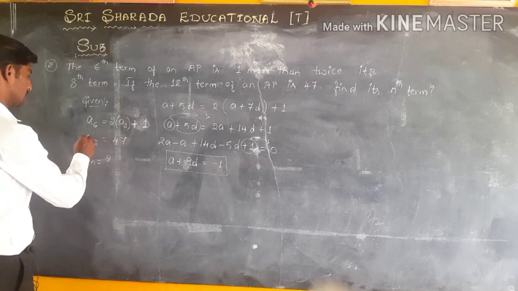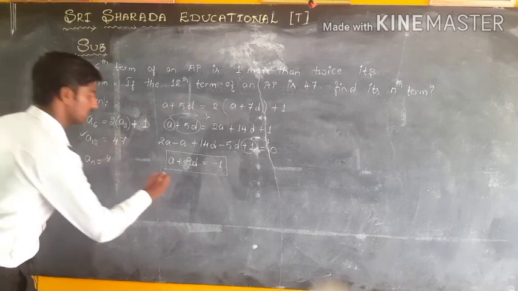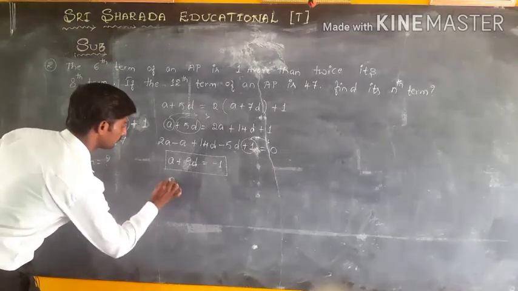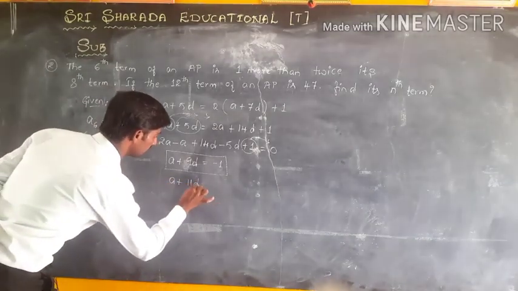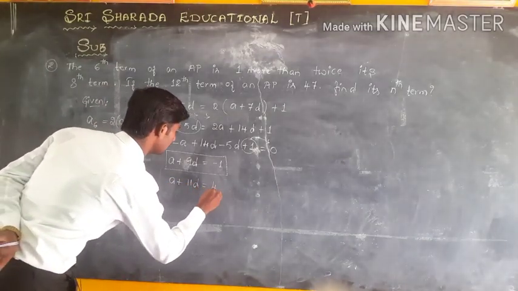And in the second one, he gave A12 is equal to 47. General form of A12 is A plus 11D is equal to 47.